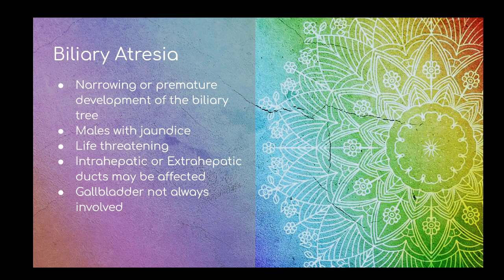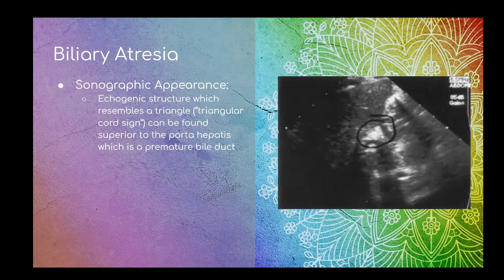Biliary atresia, we probably touched on briefly during the biliary pathology lecture, but biliary atresia is something that is quite often seen in neonates. That's when it's going to present its strongest. We're going to see that the infant is struggling with just living in general. It's a very life-threatening disease. They're going to struggle with eating. They're going to be very jaundiced. And what we're going to see then on ultrasound is what we call the triangular cord sign.